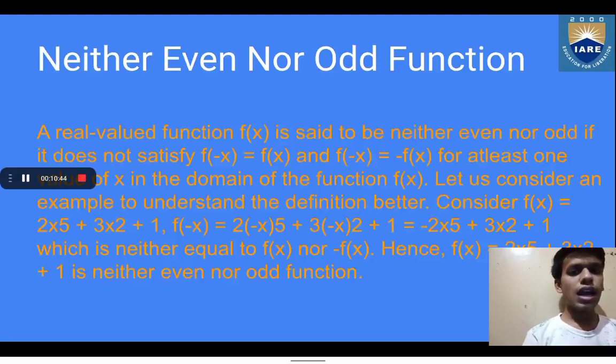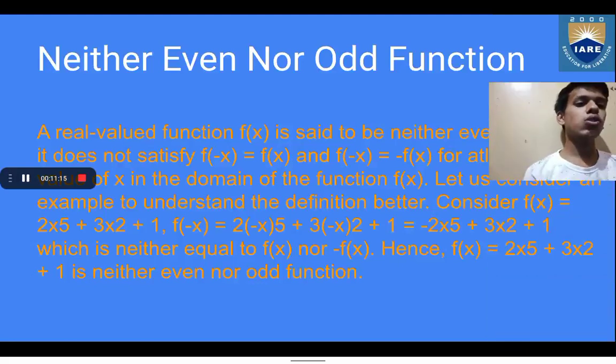Let us consider an example to understand the definition better. Consider f of x equal to 2x power 5 plus 3x square plus 1. So f of minus x equal to 2 into minus x power 5 plus 3 into minus x whole square plus 1. It will give you a function which is neither equal to f of x nor equal to minus of f of x. So hence we cannot determine it is even or odd. Such kind of functions are said to be neither even nor odd functions.